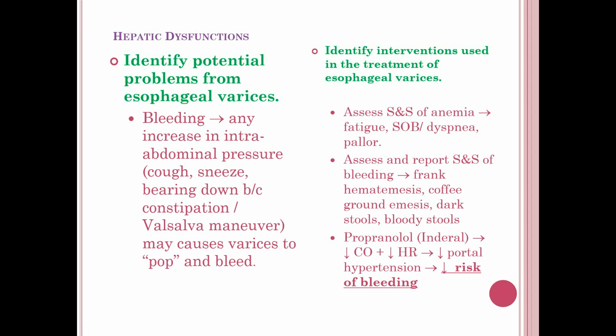If you think back to what our scenario read, this individual has got chronic bronchitis. She's probably frequently coughing, and any time an individual is coughing or sneezing or bearing down with that Valsalva maneuver, it can cause even more pressure and those varices can pop. So you have to assess the patient for anemia. Again, the signs and symptoms of anemia.